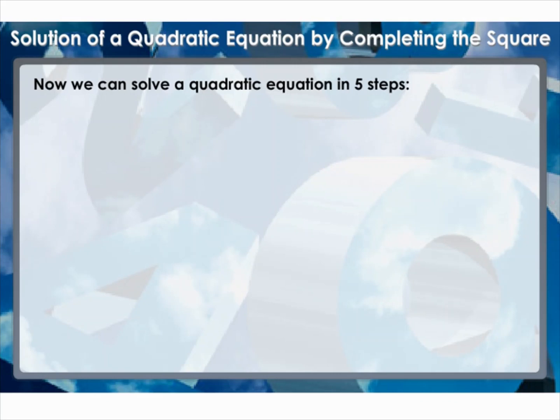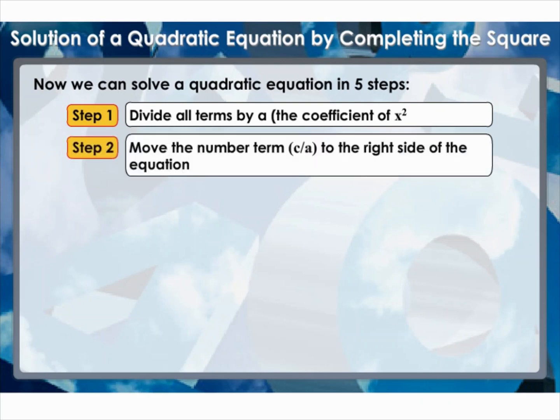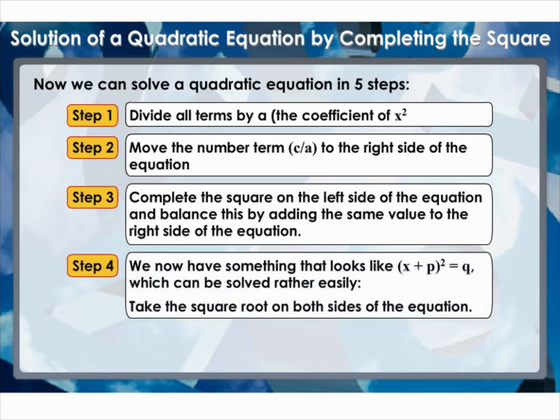Now we can solve a quadratic equation in 5 steps. Step 1. Divide all terms by a, the coefficient of x squared. Step 2. Move the number term c by a to the right side of the equation. Step 3. Complete the square on the left side of the equation and balance this by adding the same value to the right side of the equation. Step 4. We now have something that looks like x plus b the whole square is equal to q, which can be solved rather easily. Take the square root on both sides of the equation.